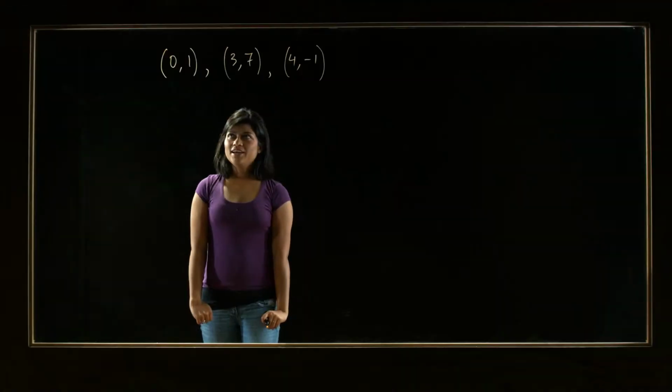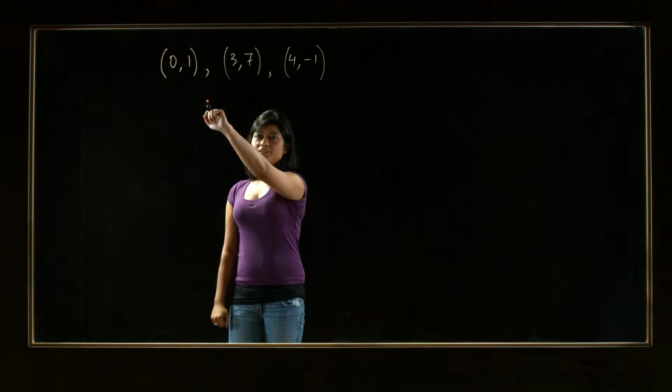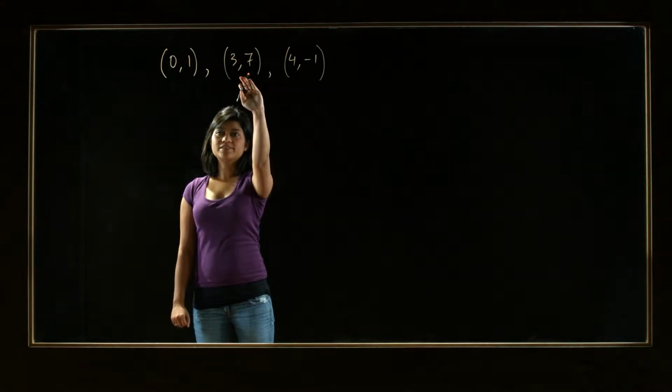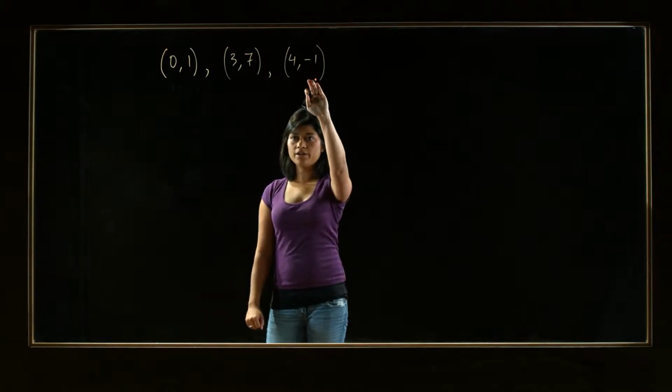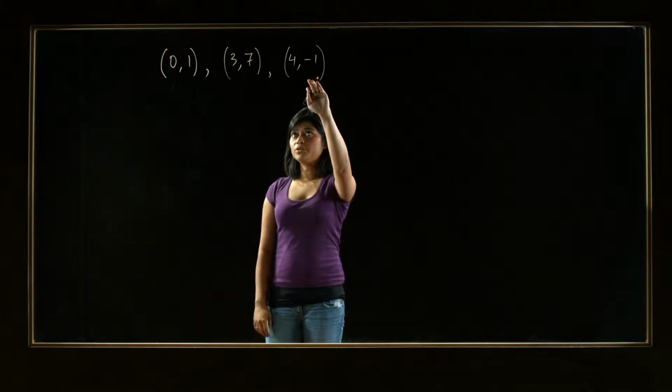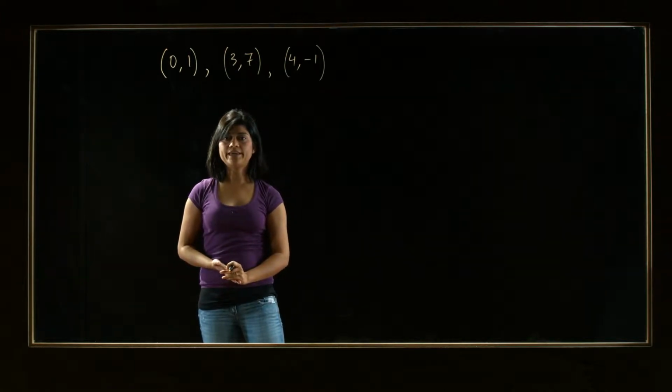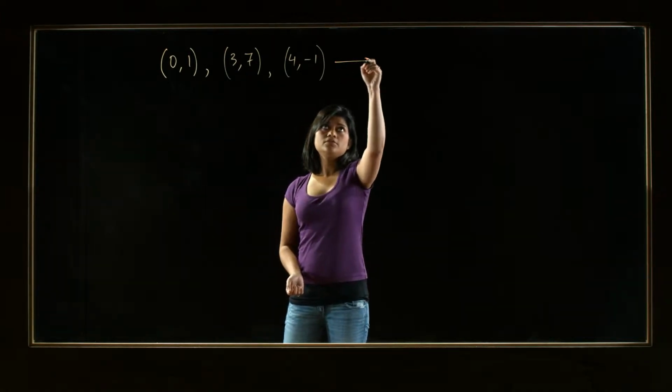Hi, I'm Dr. Papya Bhattacharjee, and in this problem we are given 3 points: (0, 1), (3, 7) and (4, -1). We have to show that these 3 points will form the vertices of a right triangle.